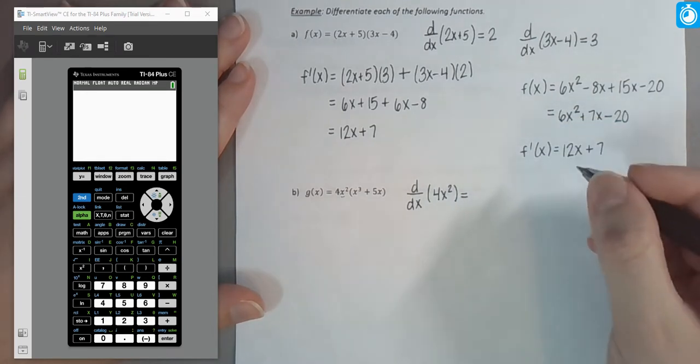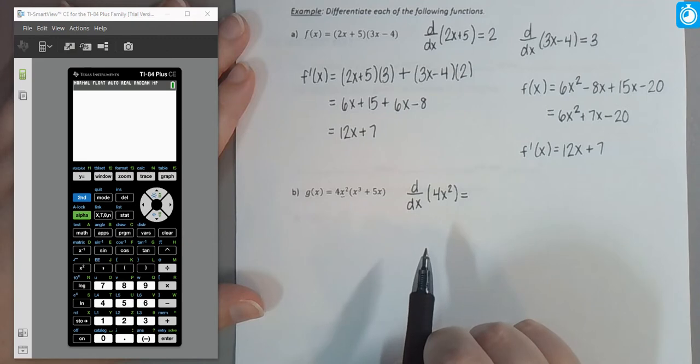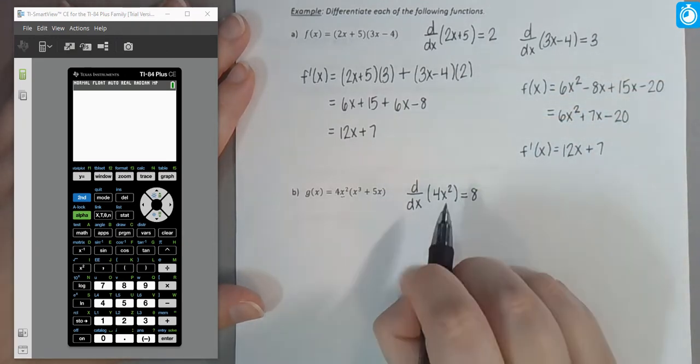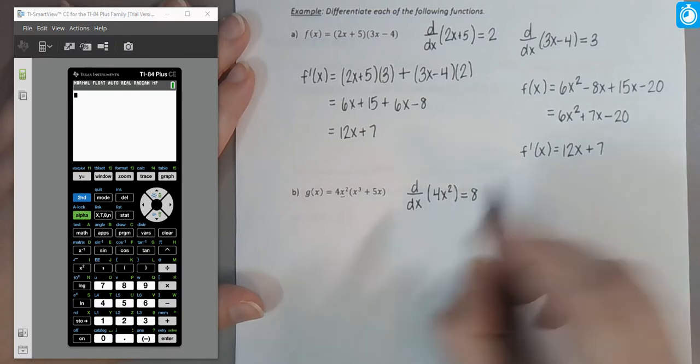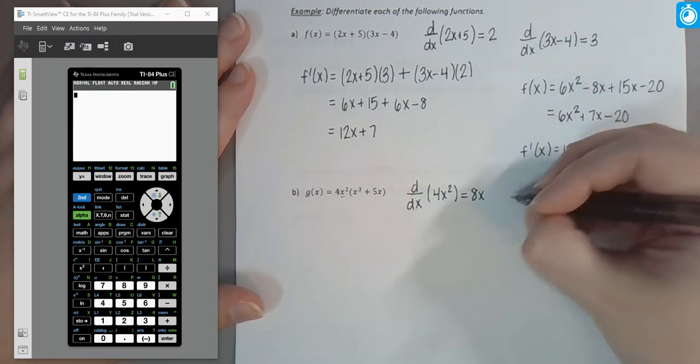So here we're going to use the power rule. Bring down the exponent, multiply it by the pre-existing constant, which is 4. So 2 times 4 is going to give us 8. And then decrease your exponent by 1. So 2 minus 1 is going to be 1. So our derivative is going to be 8x.